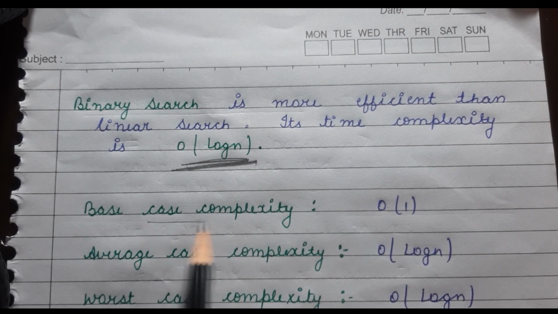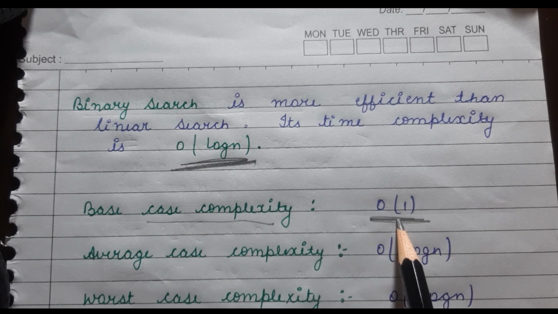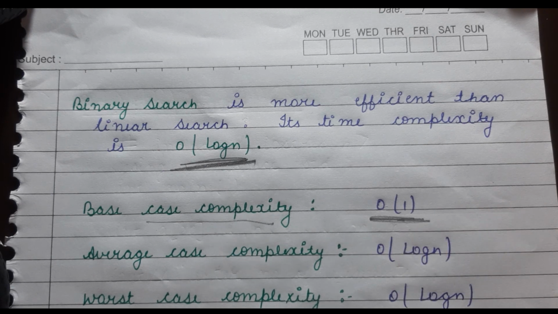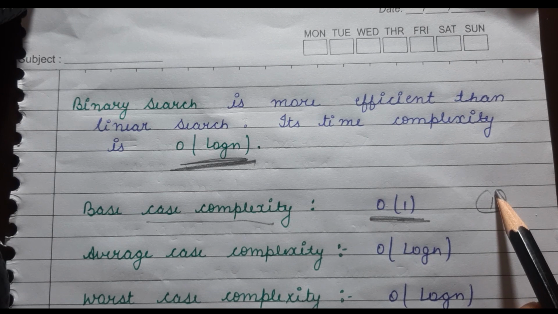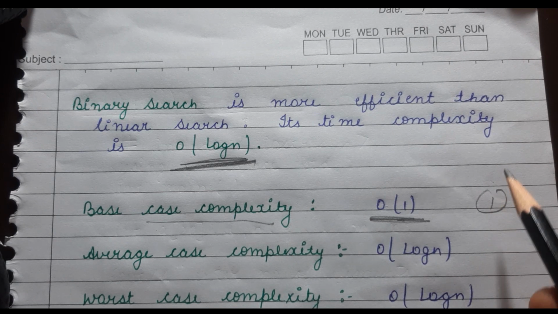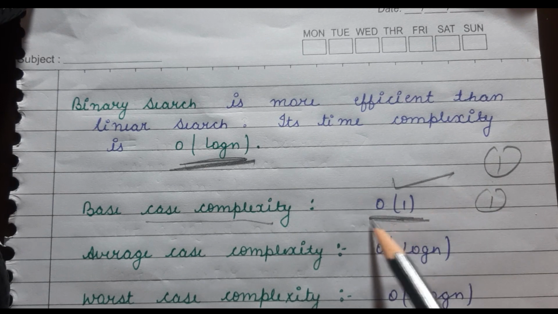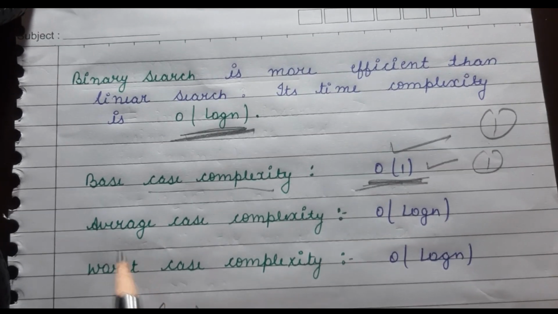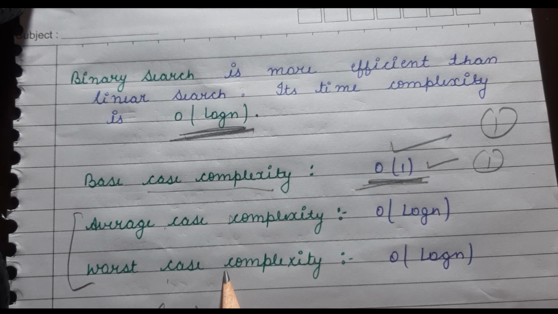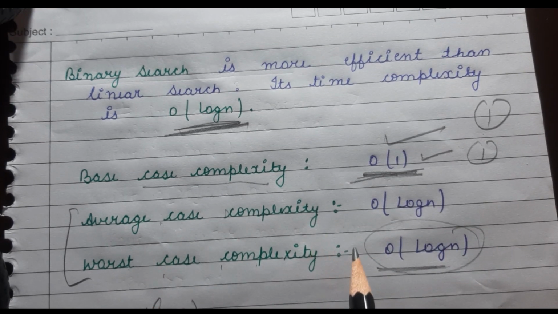Now the best case complexity is big O of 1. If in the very first iteration, when you calculate the middle element, your middle element is the searching element, then you perform only 1 iteration. You calculate the middle element only 1 time. So that's why the complexity becomes big O of 1. And the average case and worst case complexity are the same in the case of binary search, so that is log n. That is the case we discussed in the previous example.